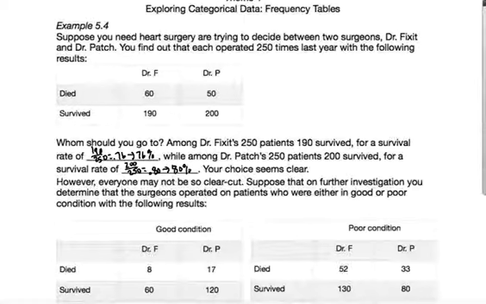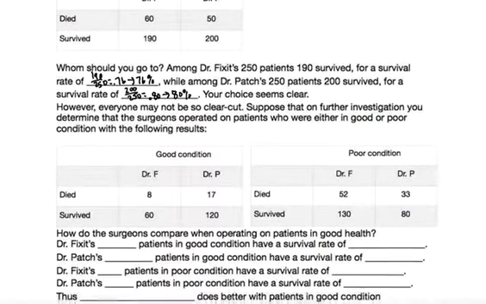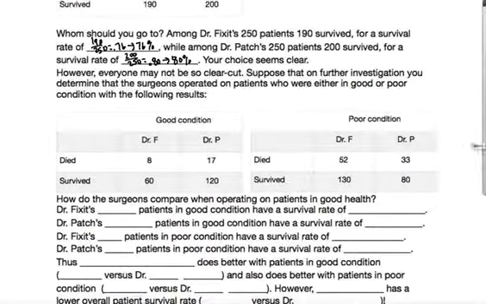Suppose that on further investigation, you determine that the surgeons operated on patients who were either in good or poor condition with the following results. So we've got two different tables. One for people who were in pretty generally good health when they were operated on, and then the second table is for people that were in maybe not so good health. So you still got your Dr. Fixit, your Dr. Patch, those that died, those that survived in both of the tables. So how do the surgeons compare when operating on patients with good health?